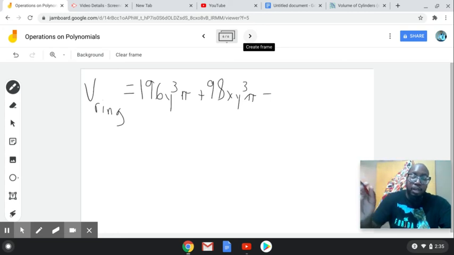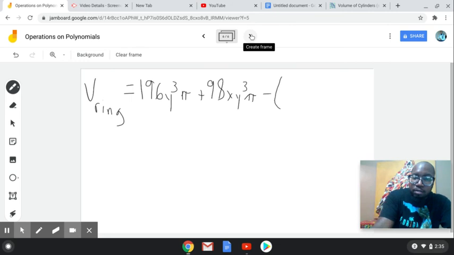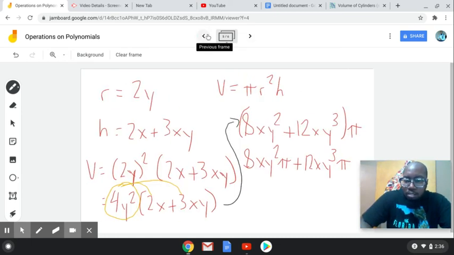Now, when I say minus, you have to subtract the whole thing, so I'm going to put parentheses around it. And the volume of that hole was 8xy squared pi plus 12xy cubed pi.